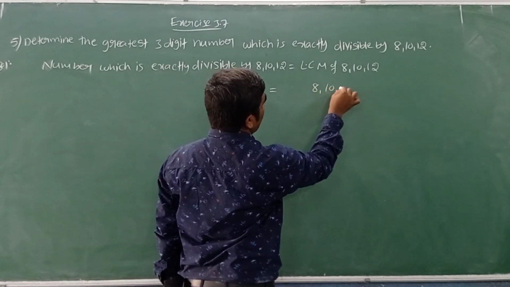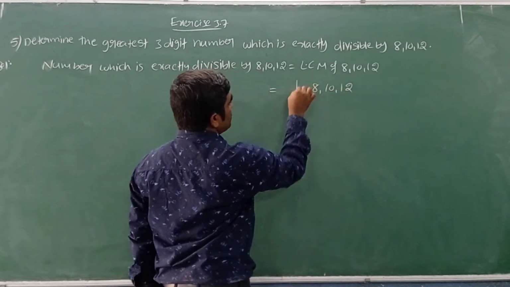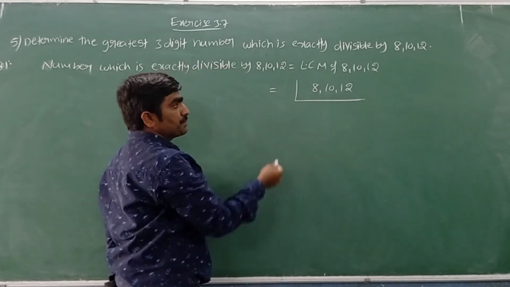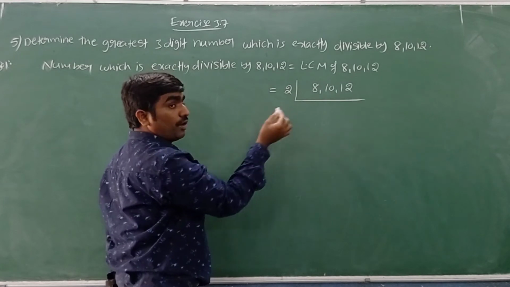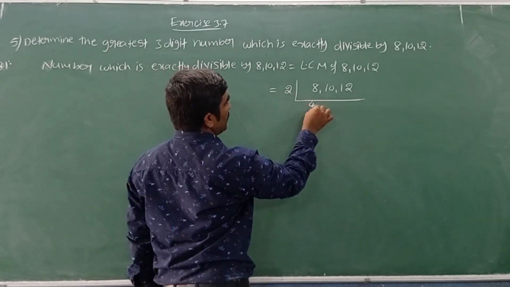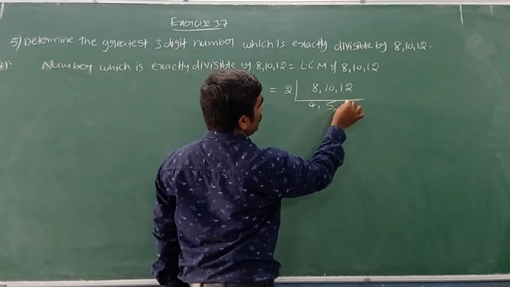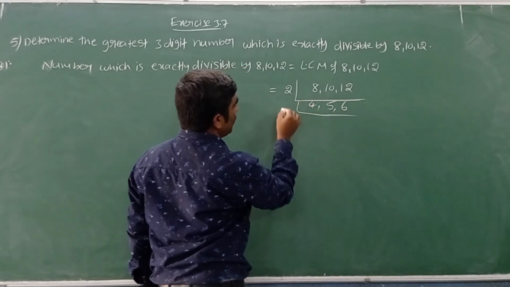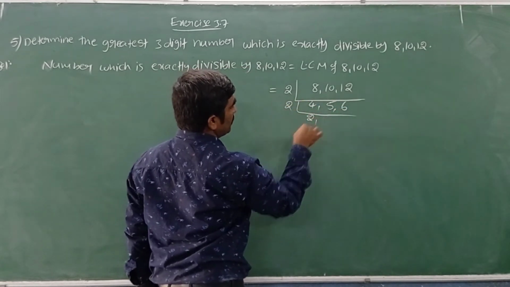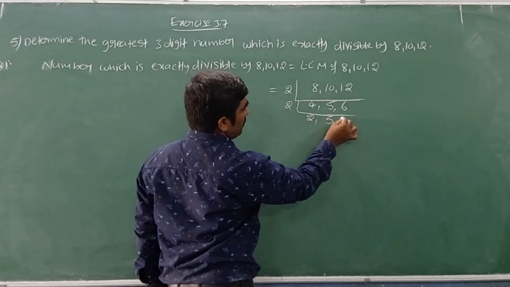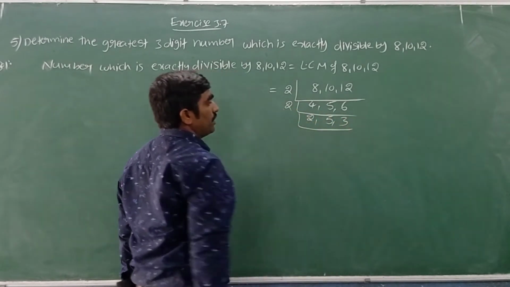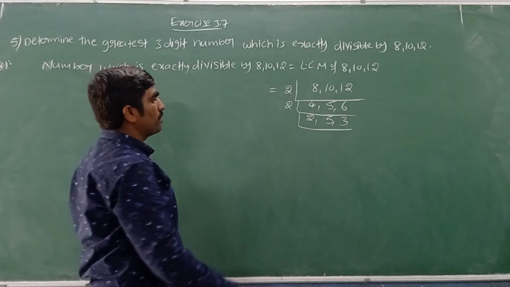8, 10, 12. Now find the LCM. Which prime number is possible in all three numbers? 2 is the prime number which is possible in all the three numbers. 2 4s are 8, 2 5s are 10, 2 6s are 12. Let me write again. 2 2s are 4, right? In 5, the 2 table is not possible, so write as it is. In 6, the 2 table, 2 3s are 6. Now again 2, 5, 3, all the numbers are prime numbers.